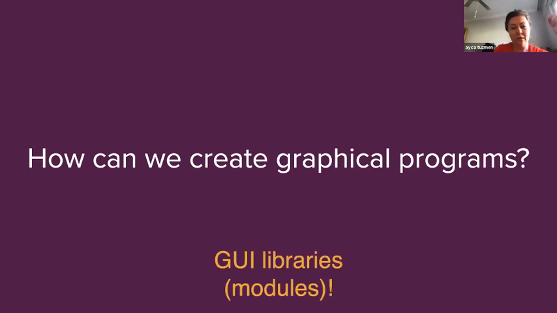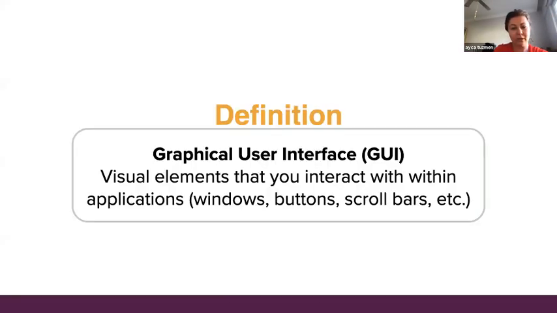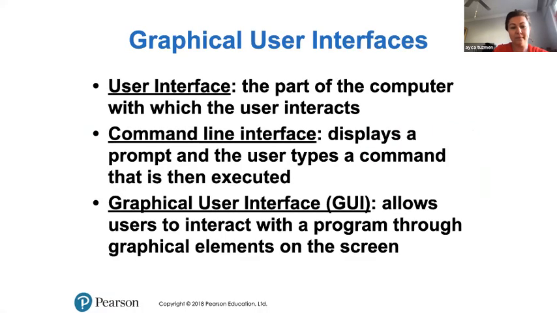We will use the GUI libraries, or GUI modules, as they call them. A GUI, in terms of the definition, is basically visual elements that you can interact with. The whole idea is to interact with the interface, so you're going to use some interactors, windows, buttons, scroll bars, etc. The user interface is the part where the user interacts with an application. We have seen the command line interface, which was kind of boring. It just displayed a prompt, and then you type in the command and it's executed.